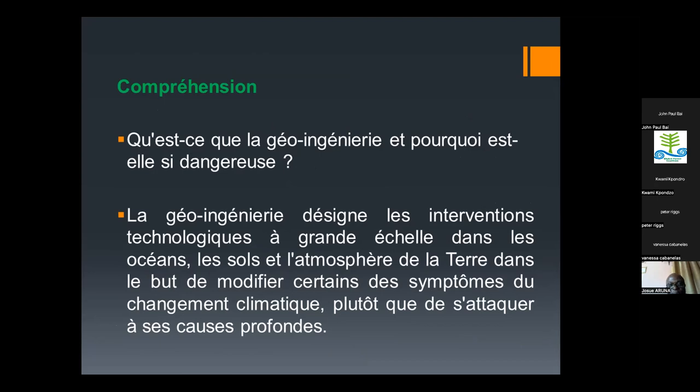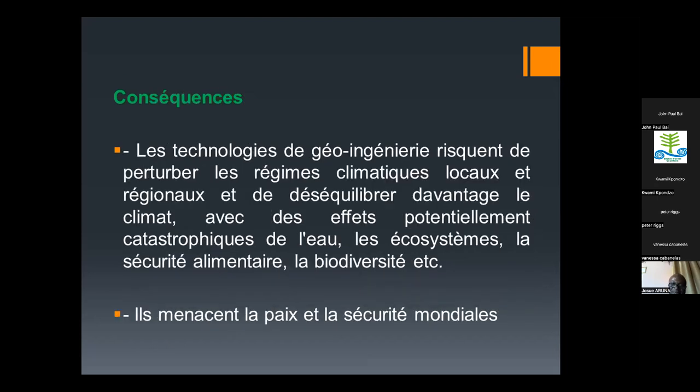So for our friends who are here for the first time in this type of meeting, maybe let's talk about what is geoengineering and why is it so dangerous? Geoengineering means technological intervention at big scale that can be done in the ocean, on the soil, or in the atmosphere of the Earth. And the objective is to modify some symptoms of climate change more than face the deep causes.